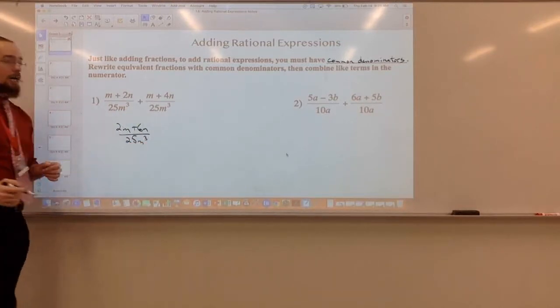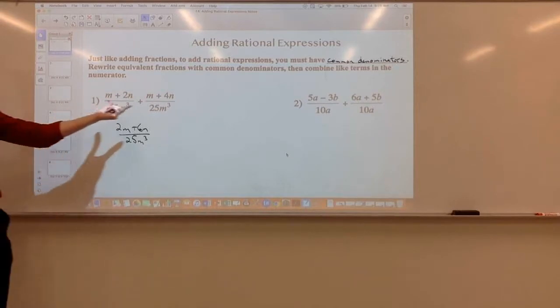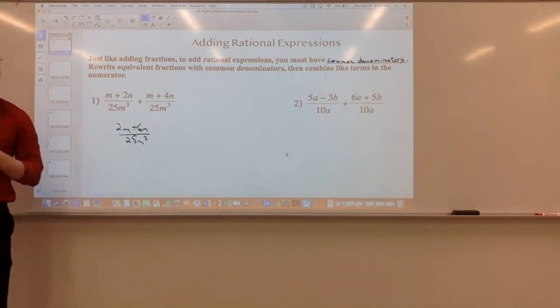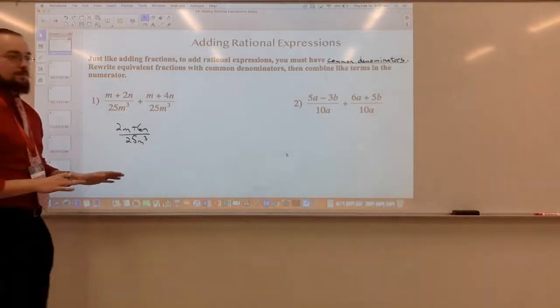That's a common mistake that I see at the beginning of things like this. People want to add the denominators together as well. You do not add the denominators together. The denominator stays exactly the same. So my answer here would just be 2m plus 6n over 25m cubed. That's the answer.